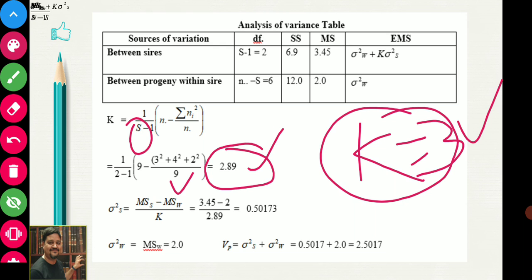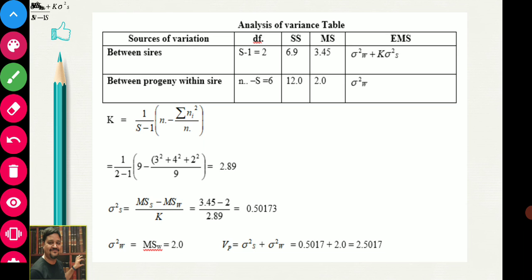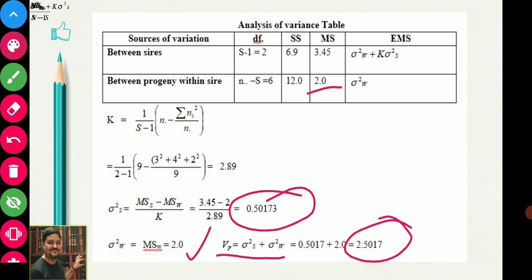Now you calculate the sigma square s from this value. So sigma square s is equal to mean sum of square due to sire minus mean sum of square due to error divided by k, that is number of progeny per sire. So 3.45 minus 2 divided by 2.89. So in this way you got the sigma square s as 0.50, that is 0.50173. Now sigma square w you have already calculated, that is 2, already here you can see 2. So phenotypic variance will be equal to sigma square s plus sigma square w, that is 2.5017. So this is the VP.